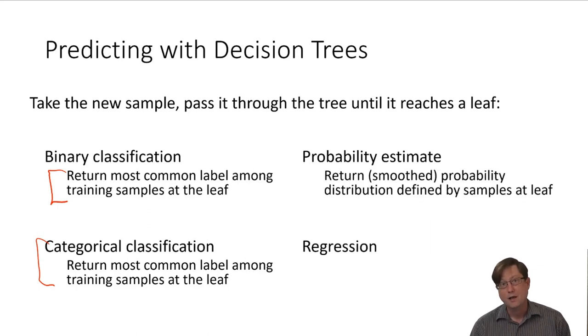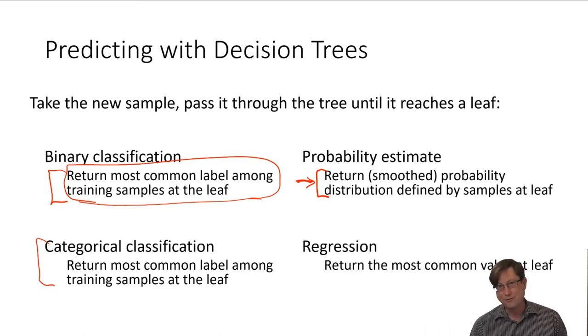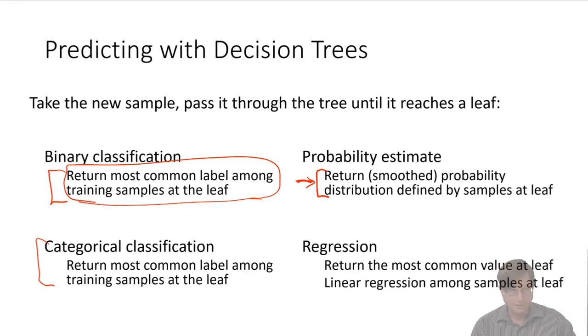Probability estimations, and this is in general what we're going to be doing, is that you're going to have the smooth probability distribution. Remember this additive smoothing stuff we've talked about. You can always use that trick to make probability estimates a little bit smoother. And generally, we'll be doing this plus a threshold to get to our classifications. We don't need to be slave to this most common thing. We're able to use that threshold. And then for regression, you would return the most common value at the leaf, or like I think I mentioned before, you might do a little linear regression among the samples at the leaves to get the value of y, something along those lines, based on a few of the variables.